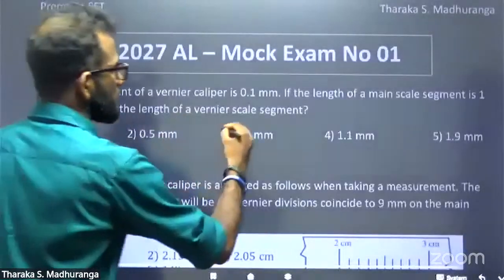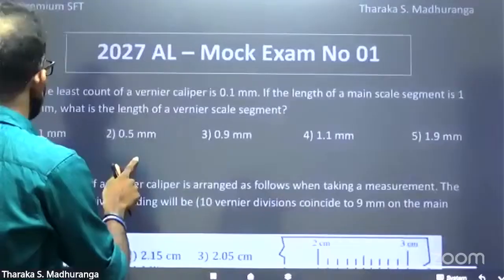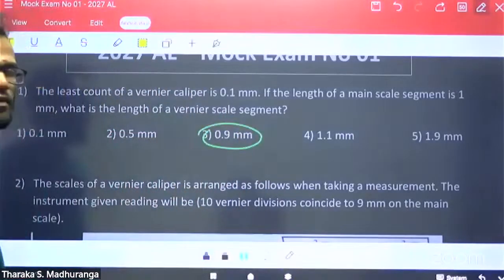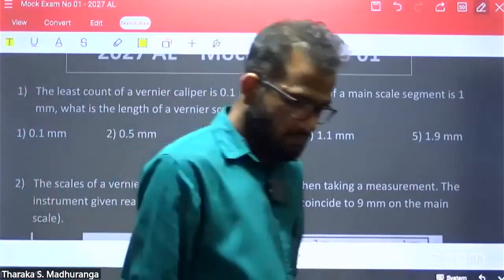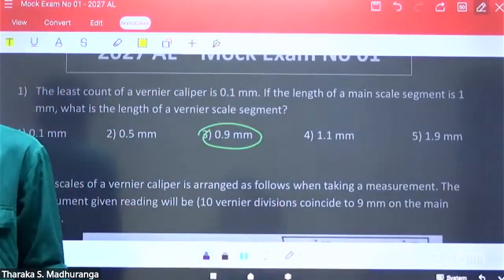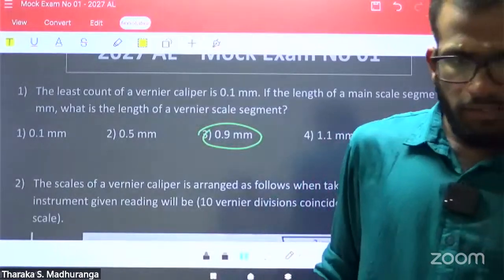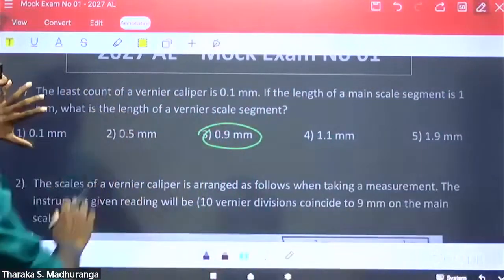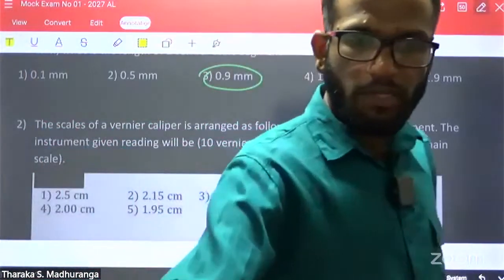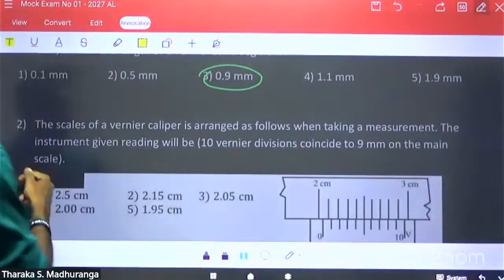The answer is number 3. I think these are all correct. Okay, go to the second question. If you have any doubt about any question, please send it to me. You can ask me. Your chat is open now.